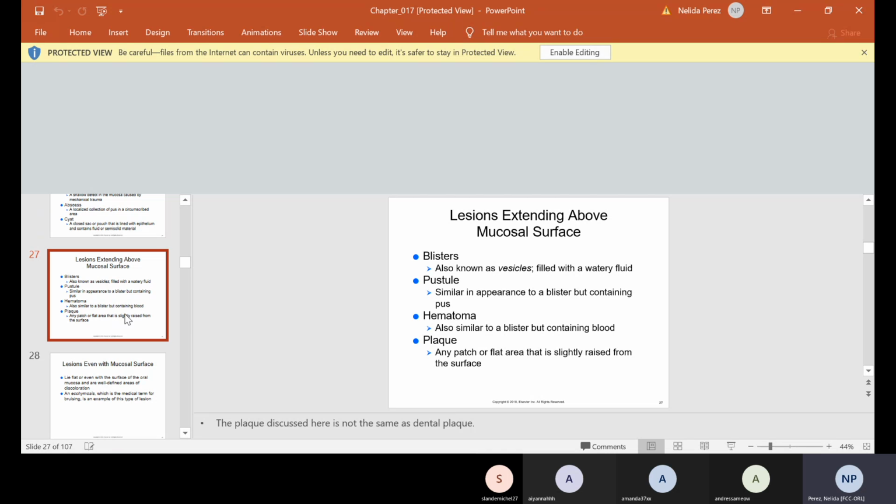Pus can be different colors when it does get popped. It could be yellow. I've seen a little greenish tint, little brownish tint, because the longer they're in the mouth, the longer the color starts changing. A hematoma, also similar to a blister, but inside a hematoma, there's blood. And then you have plaque. Any patch or flat area that's slightly raised from the surface. Now, this plaque that we are discussing here is not the same as a dental plaque, okay? There's two different types of plaques.